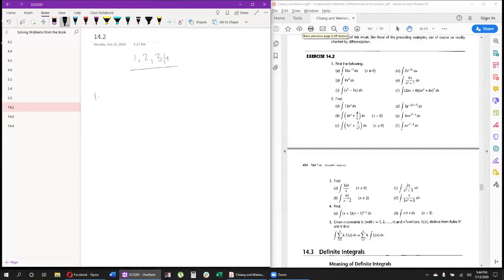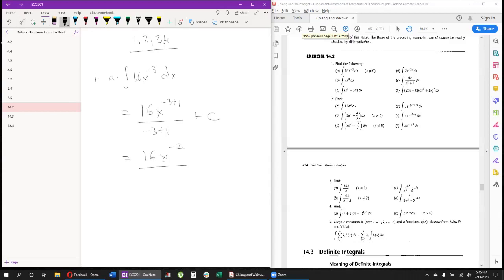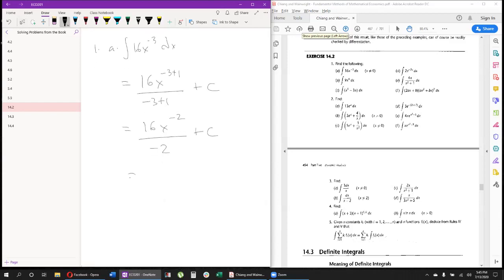For number 1, we start with the first one, A, where we have to integrate 16x to the power minus 3 dx. You guys remember the formula. When we integrate this, we have minus 3 plus 1, and down here we have minus 3 plus 1, and we get a plus c. So we end up with 16x to the power minus 2 divided by minus 2 plus c, which gives us minus 8x to the power minus 2 plus c, and that's the answer. It's pretty straightforward.